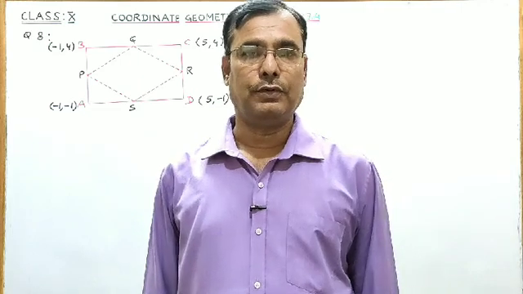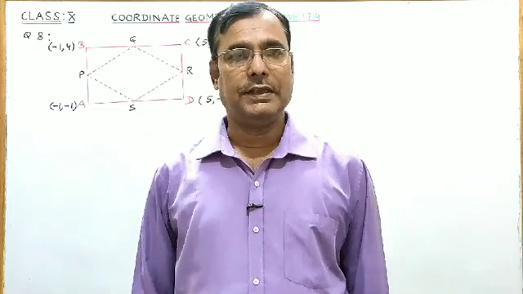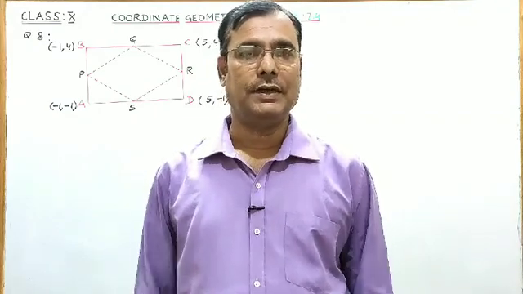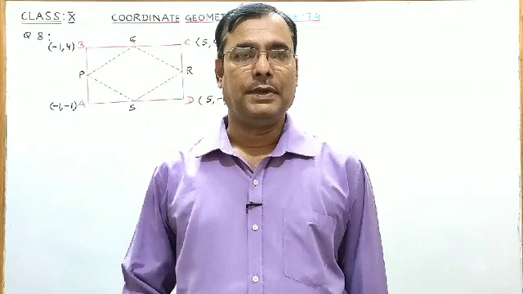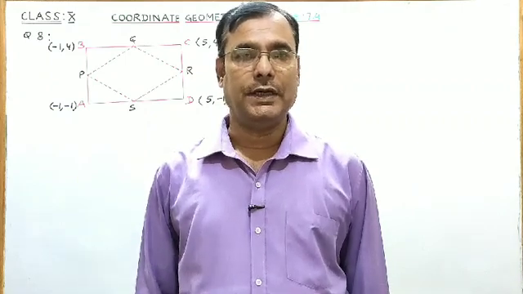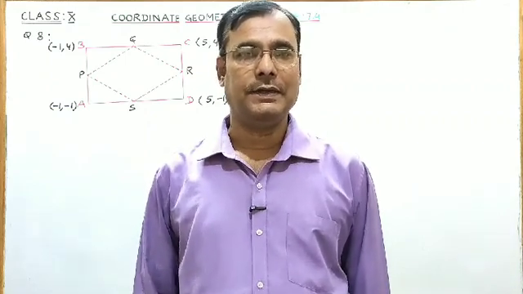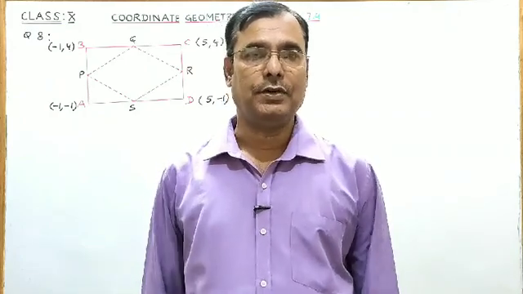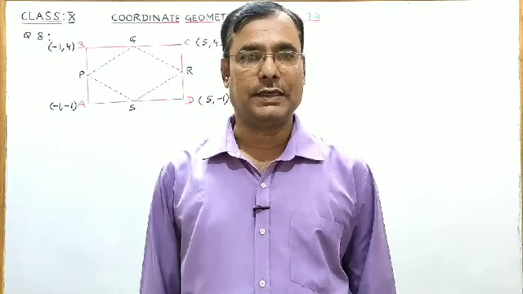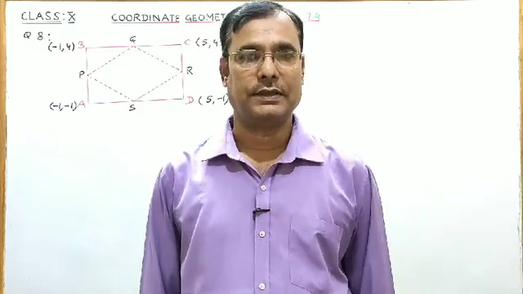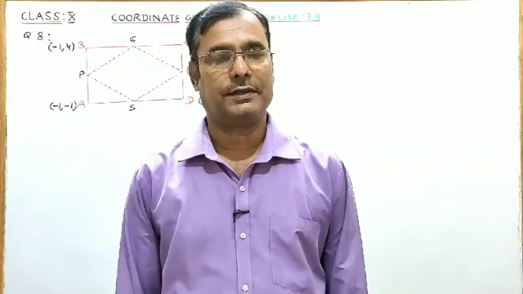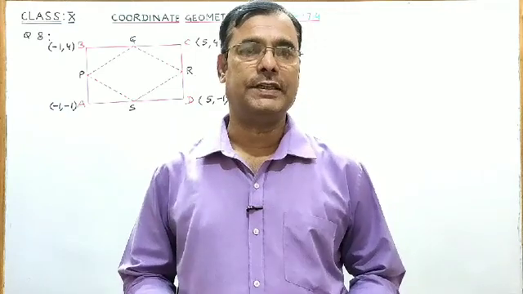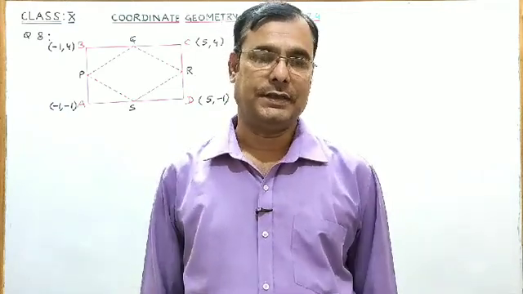Exercise 7.4, question number 8. ABCD is a rectangle formed by the points A, B, C and D with the given coordinates. P, Q, R and S are midpoints of sides AB, BC, CD and DA respectively. Is quadrilateral PQRS a square, a rectangle or a rhombus? Justify your answer. So in this question we are given the coordinates of four vertices of rectangle ABCD.